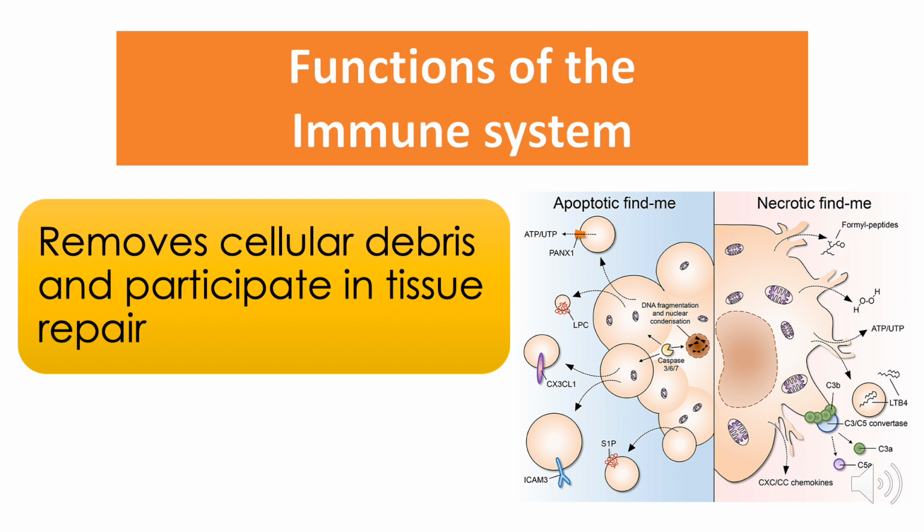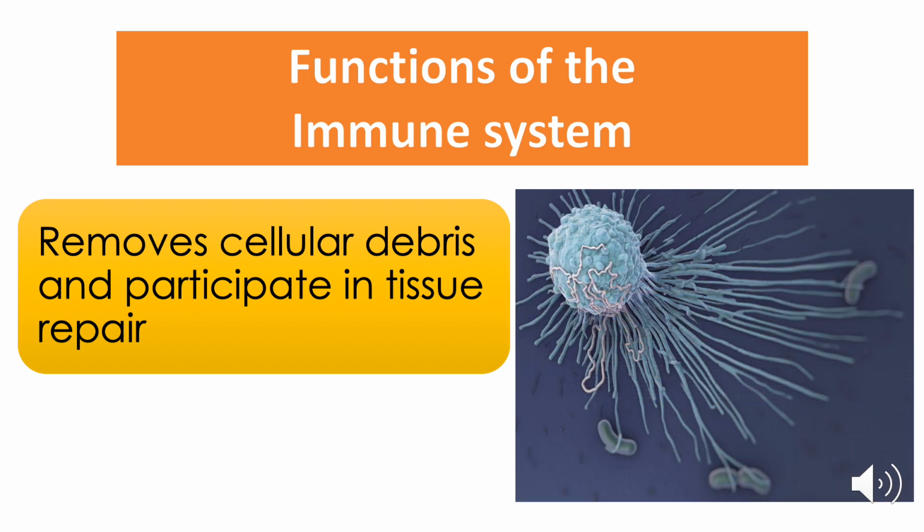And you cannot afford to have this cellular debris floating in the blood because it might obstruct smaller capillaries. So, there must be a means of removing them. And what will remove them are our phagocytes. That's why the immune system can also function to remove cellular debris. On the next slide, I will be explaining how the immune system will also participate in tissue repair.